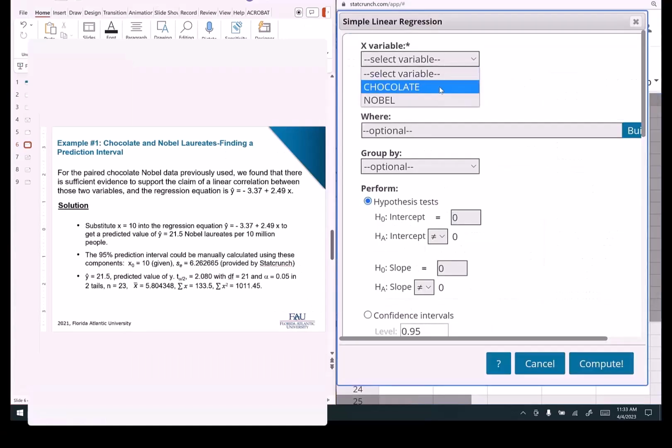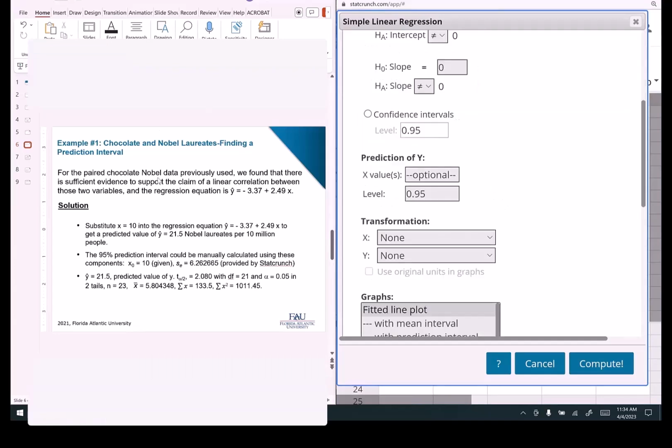Chocolate, Nobel. We want to find a prediction interval. Remember, the prediction interval is a certain number being within a certain range. For the prediction of y, my x value would be 10, because it says substitute x equal 10 into the regression equation. We're not going to do that. We're going to do it with StatCrunch.